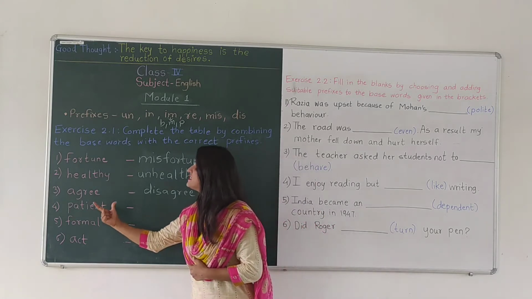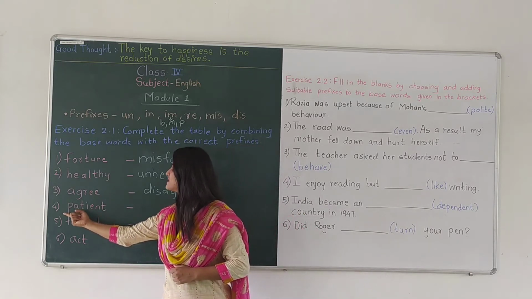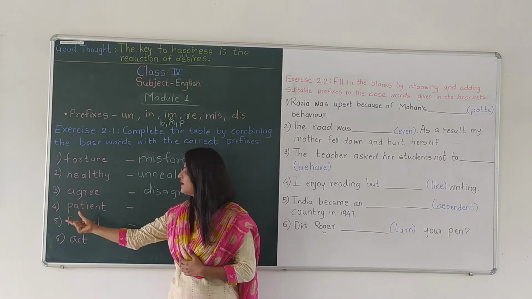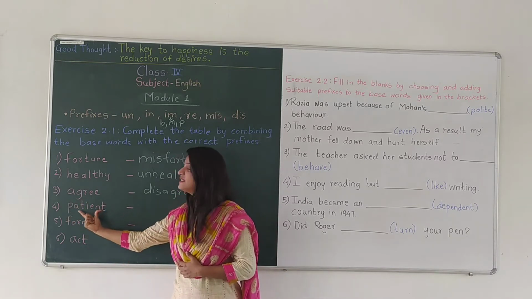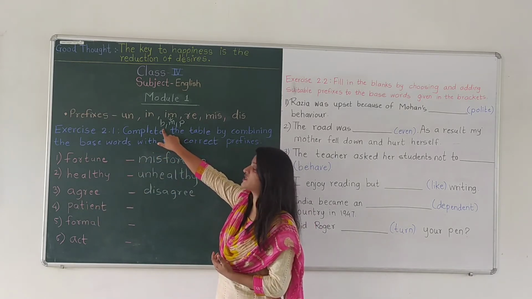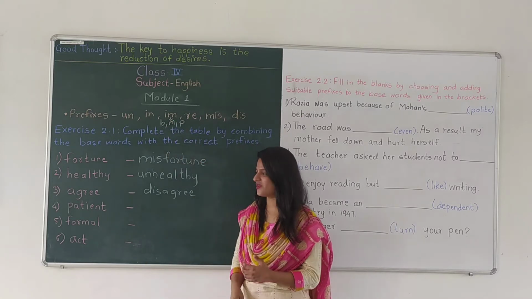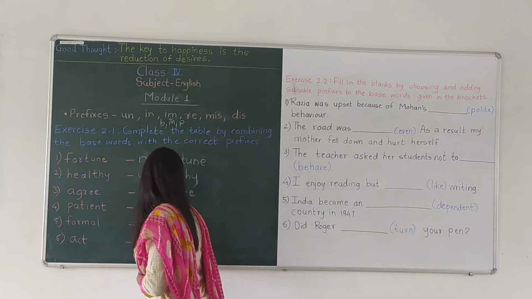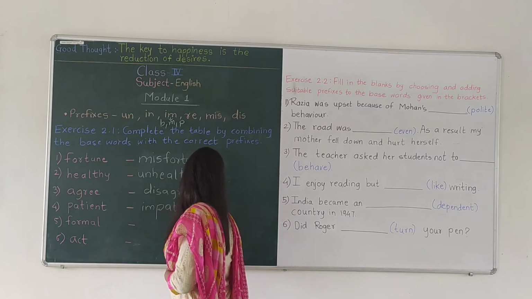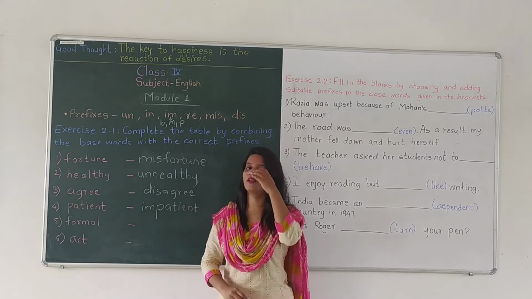Now next word is patient. First of all, I would like to say that this word starts with the letter P. So it is patient. And I have already told you that whenever the word starts with B, M or P, we can write the prefix in. So we will mention it here. Impatient. Next is formal.